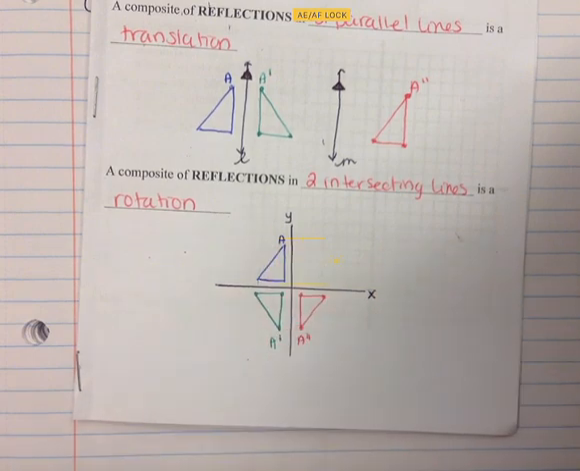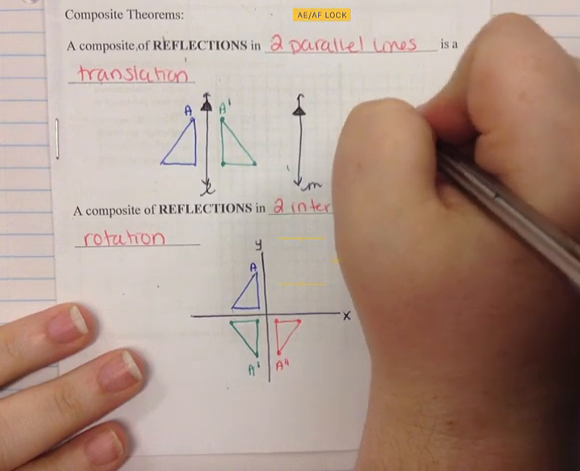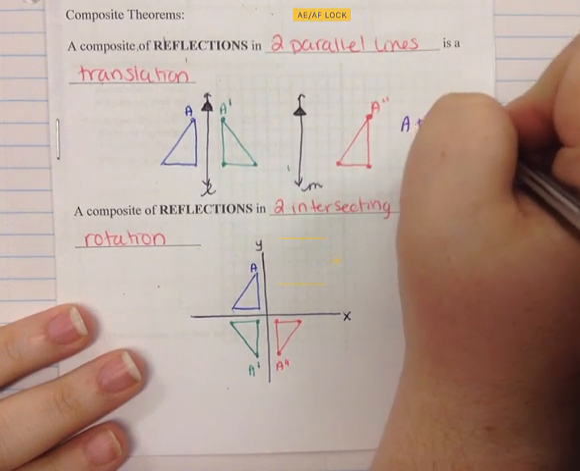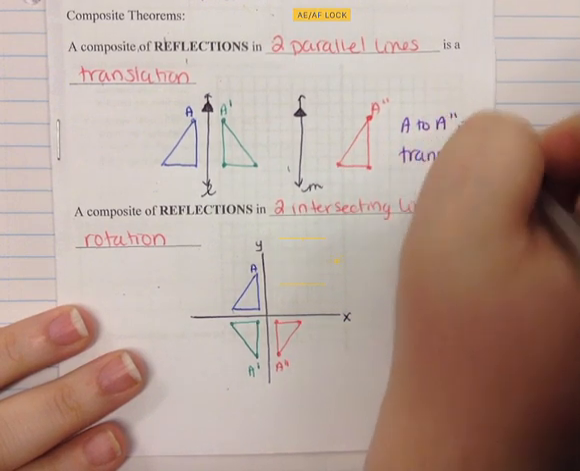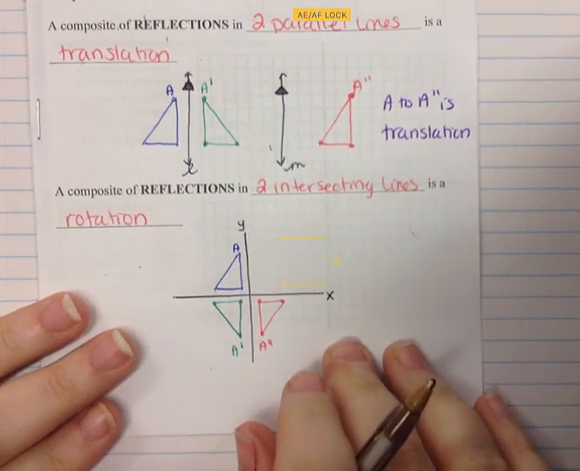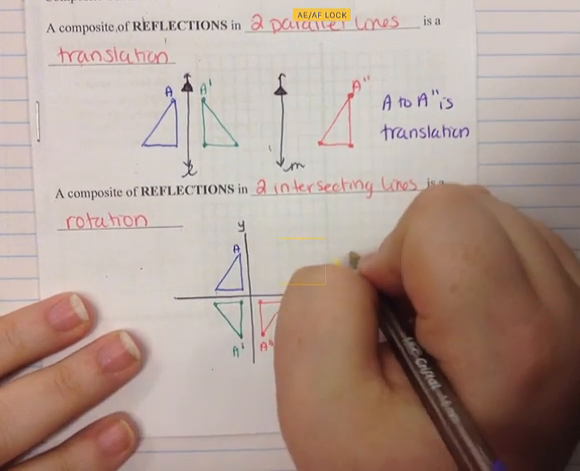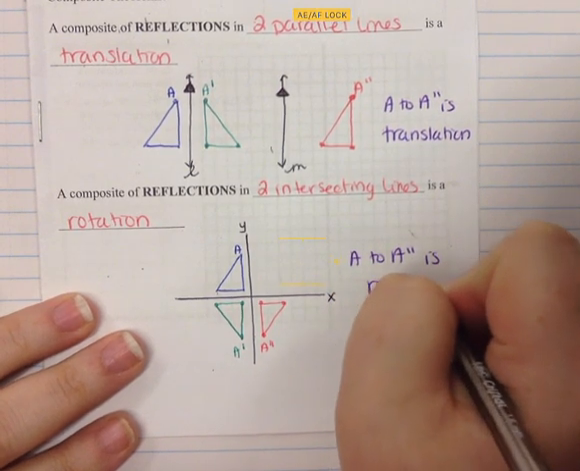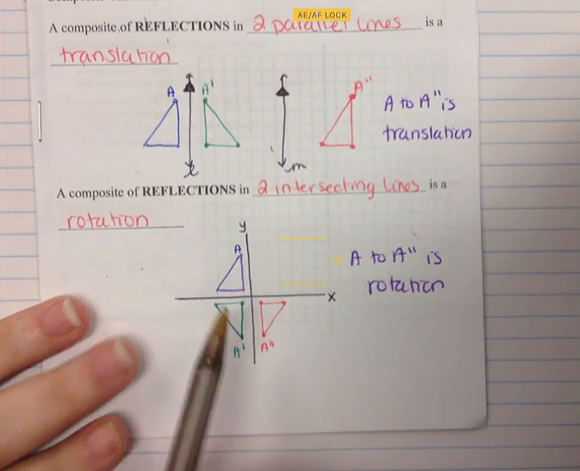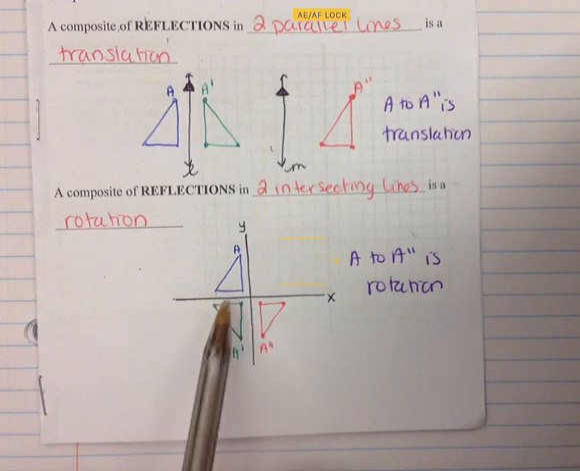So that's 180 degrees. So again, when you reflect over 2 parallel lines, from A to A double prime is actually just a translation. It's just sliding it. When you reflect a pre-image around 2 intersecting lines, it is a rotation. So from A to A double prime is a rotation. Now this one, because it's over the x and y axis, will actually be a rotation of 180 degrees. So that actually would help us.